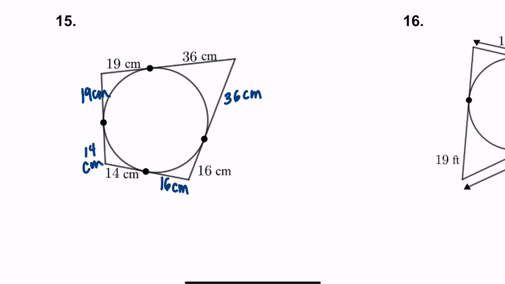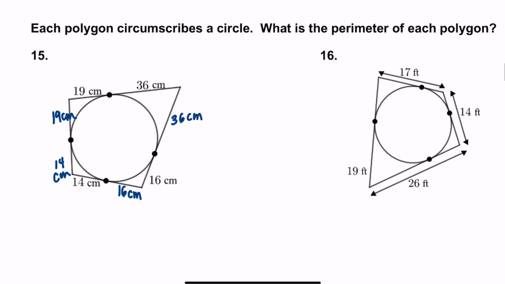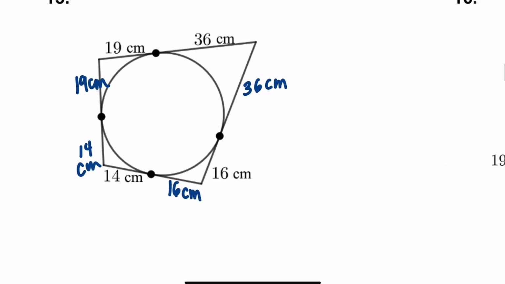Okay, now we're just finding the perimeter. Easy. All we have to do is add 19 plus 19 plus 36 plus 36 plus 16 plus 16 plus 14 plus 14. Plug that into our calculator, and I got 170 centimeters.